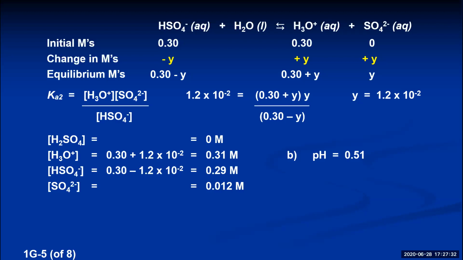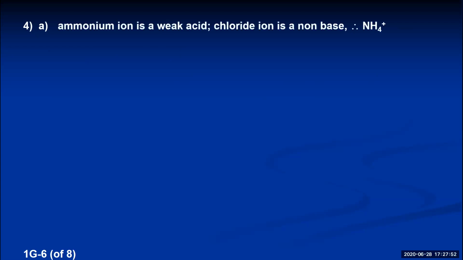Question number 4. A solution is 0.18 molar in ammonium chloride. A, which ion is reacting with water? So ammonium chloride is made up of an ammonium ion and a chloride ion. Ammonium is a conjugate acid of ammonia, which is a weak base, so the ammonium ion is a weak acid. Chloride comes from HCl, which is a strong acid, so the chloride is a non-base.